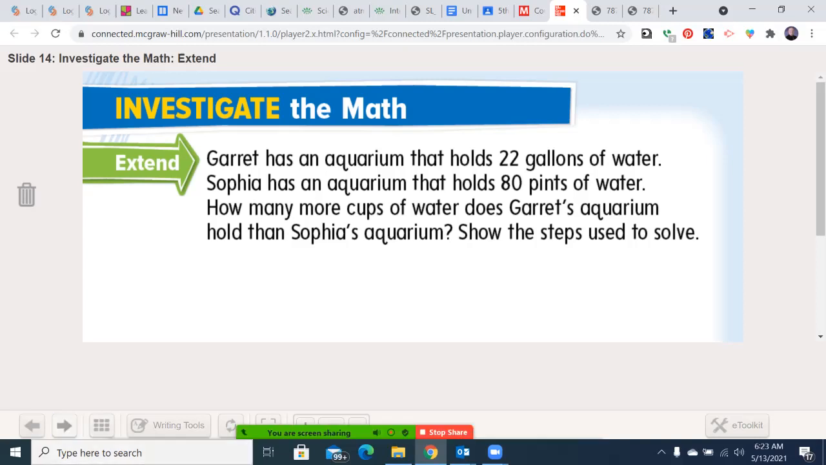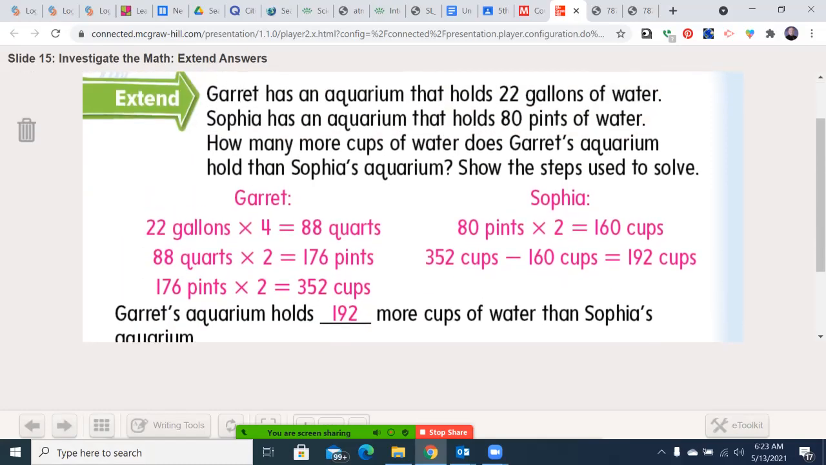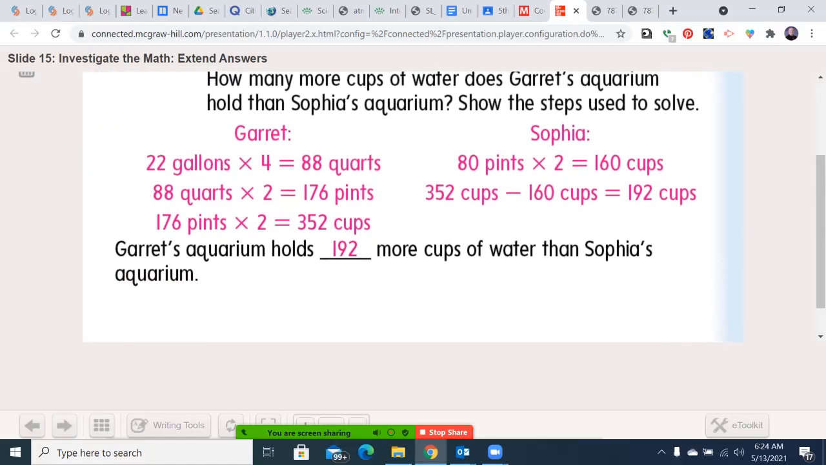So for Garrett, we want to figure out how many cups for each. Garrett has 22 gallons times 4 quarts in a gallon, which gives him 88 quarts. Then he's going to multiply by 2 pints, 176, and then by 2, 352. Sophia is going to go 80 pints times 2 is 160 cups. 352 cups minus 160 cups is 192 cups.